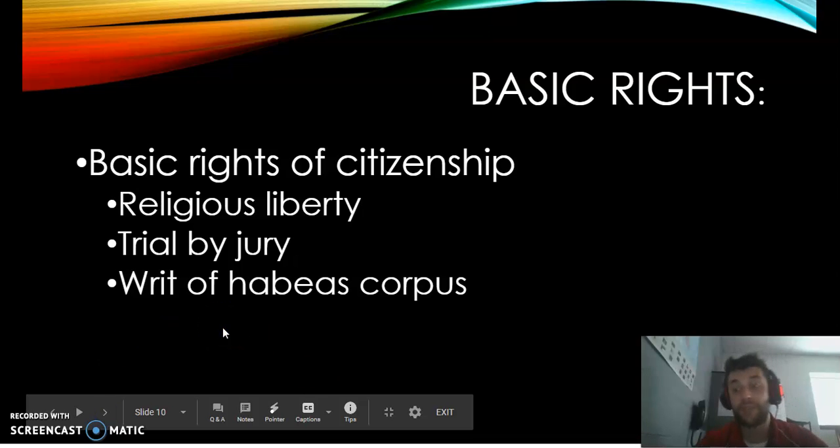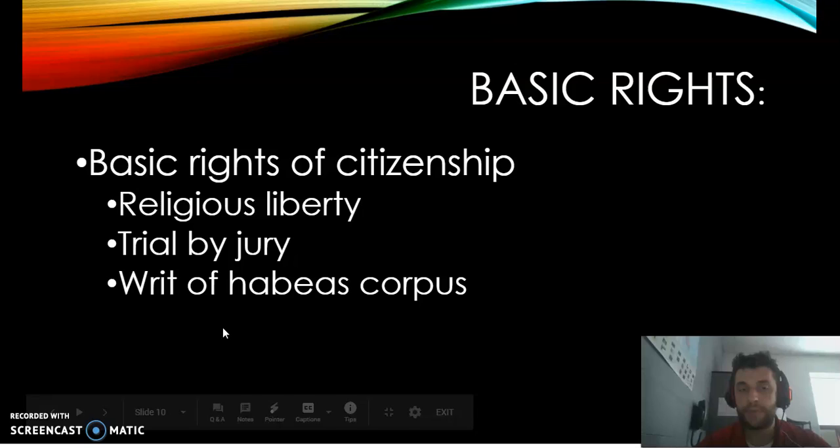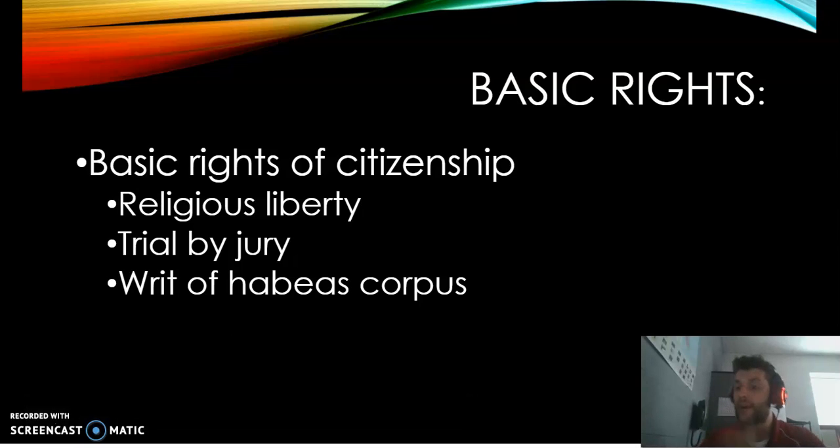Other basic rights, religious liberty. This was especially important to Thomas Jefferson, who, by the way, also had a hand in the passage and creation of the Northwest Ordinance. But religious liberty, meaning you can worship how you want, who you want, when you want, where you want, does not matter. Trial by jury, meaning you can be tried by a group of 6 to 12 people who will decide if you're innocent or guilty. And a writ of habeas corpus, which is a fancy Latin word for you are entitled to a trial by court. Long story short.